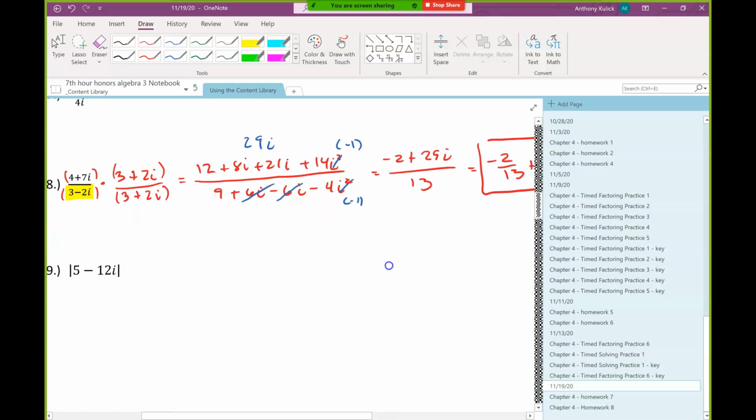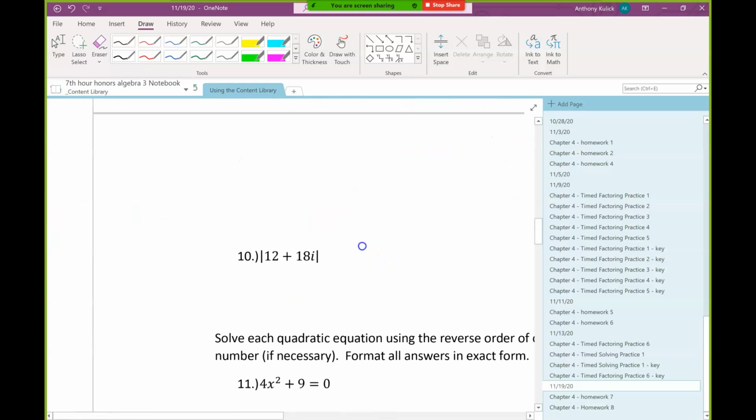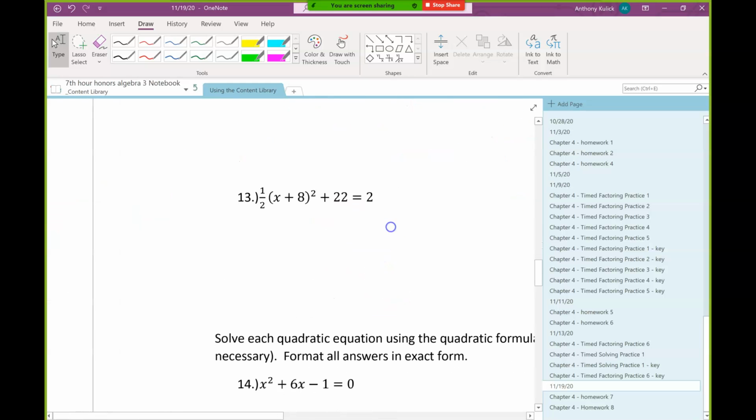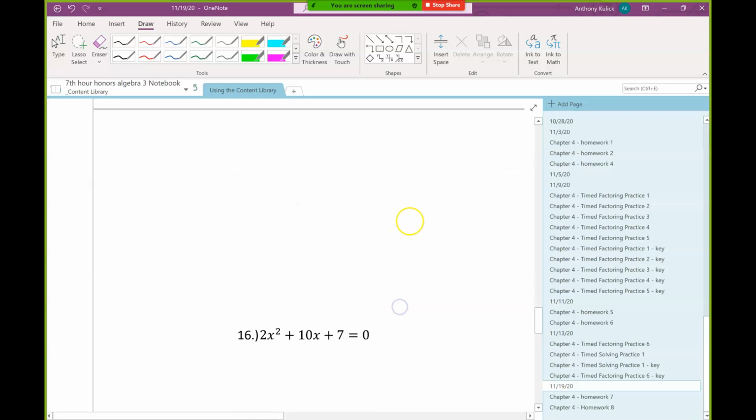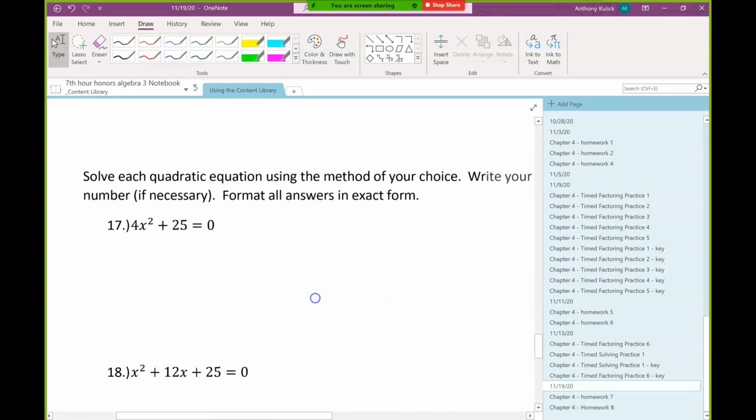Maria, you wanted to see 17. So let's go find 17. Okay. So this asks us to just solve using the method of our choice. So this is an equation that's written in standard form.